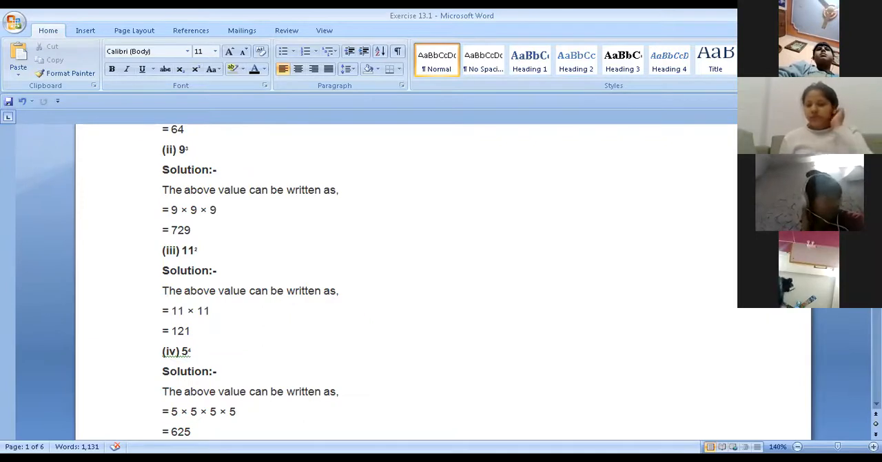Or you can say that the square of 25 is 625 also. When you are multiplying 25 twice, you are getting the answer 625. Done, everyone?